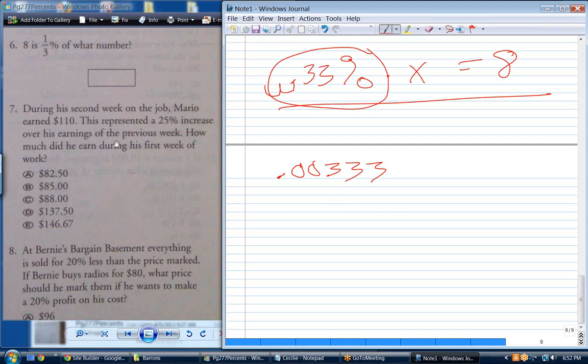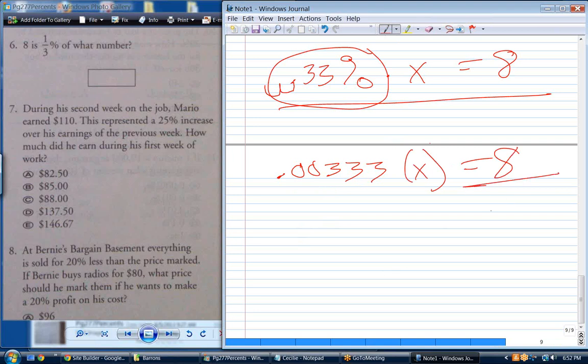And notice that 1% is this decimal. So this has to be a smaller decimal than 0.01. So I know I'm right here, 0.003. In other words, when I do my ballpark check to make sure I have the order of magnitude right, this feels right. This compared to 1%. Okay? So now I have 0.00333 times x equals 8.